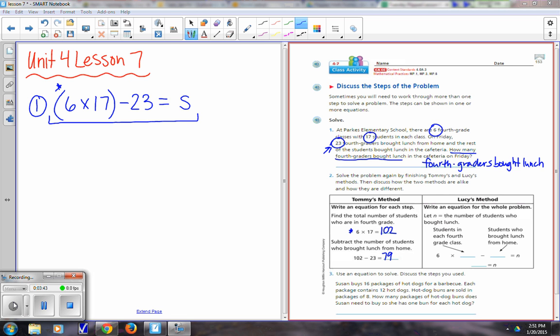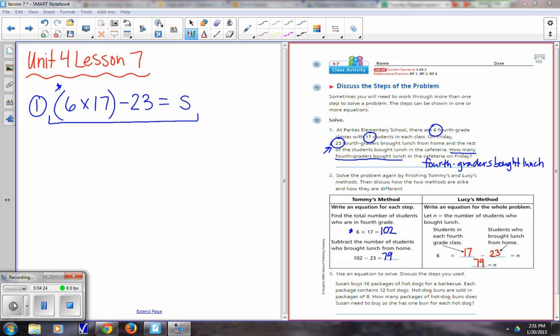Now, Lucy did the same exact problem. I'll pick a red pen. But she attacked it like we did. She wrote an equation for the whole problem. She let n equal the number of students who bought lunch, and we used the letter what? S. So it's very similar to what we did. Students in each 4th grade class was 6 times 17 students in each class. How many students brought lunch from home? 23. And we get the same answer as Tommy did, 79.